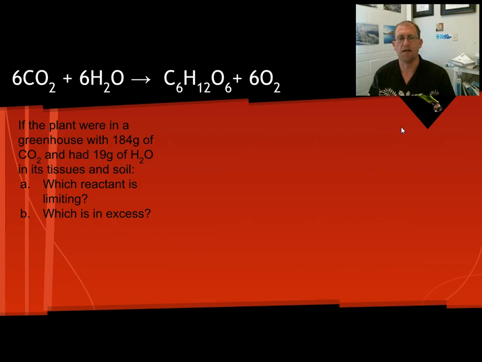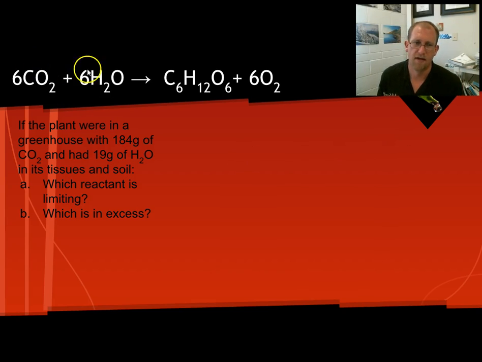Okay, let's do an example. If the plant were in a greenhouse with 184 grams of CO2 in the air, and it has 19 grams of water in its tissues and in the soil, 19 grams of water available to it, what's the limiting reagent? Now, this is not an industrial chemistry problem, but you can see in this example we've kept using the same equation to hopefully make you comfortable with this concept. So which reactant is limiting and which reactant is in excess?